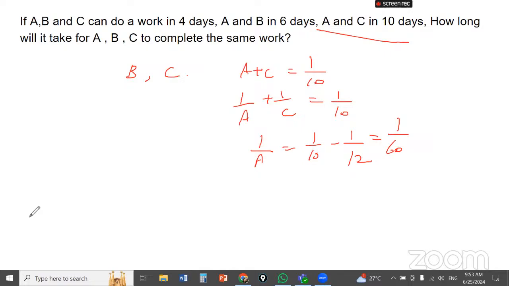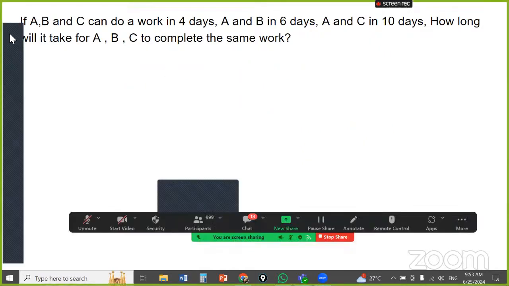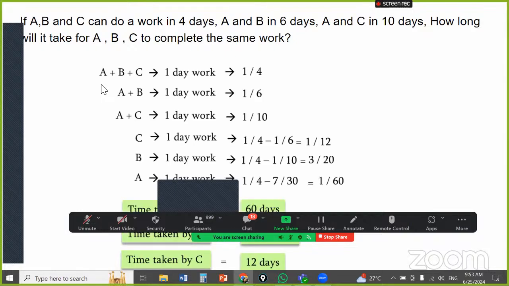Yeah, others got the answer for the next question. Most of them have given the answer as 12. Yes, the answer is 12.